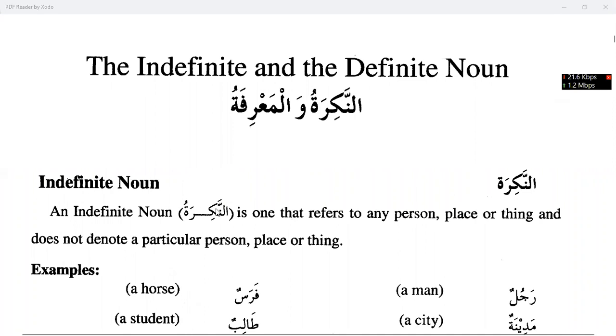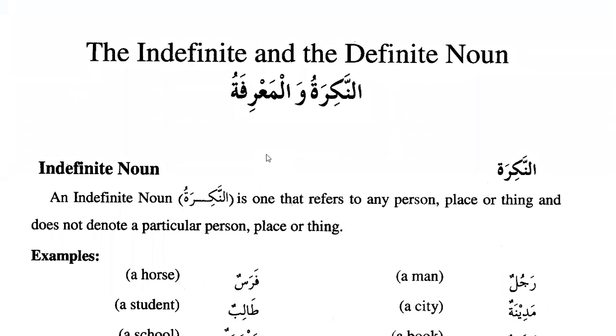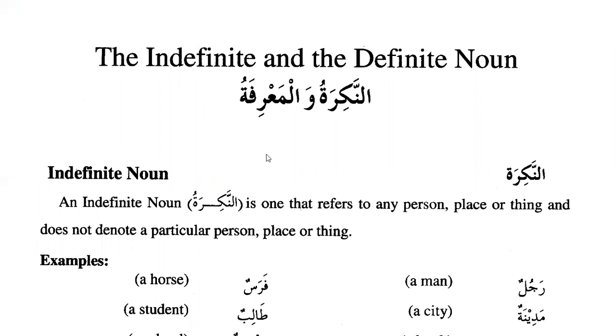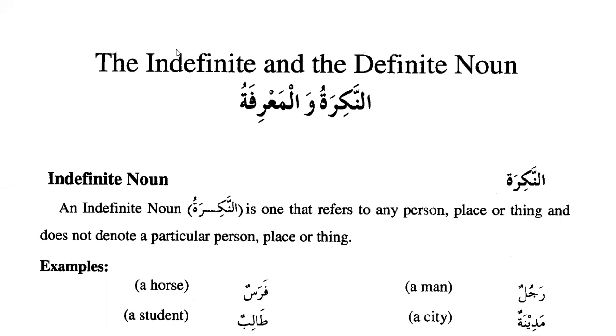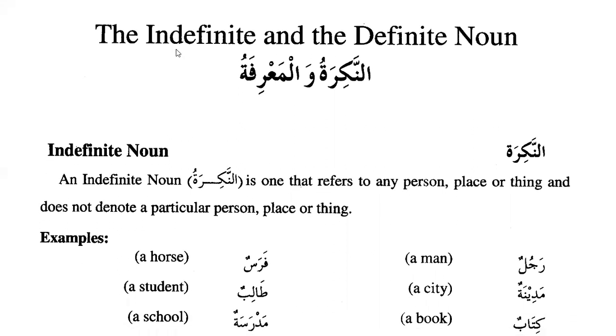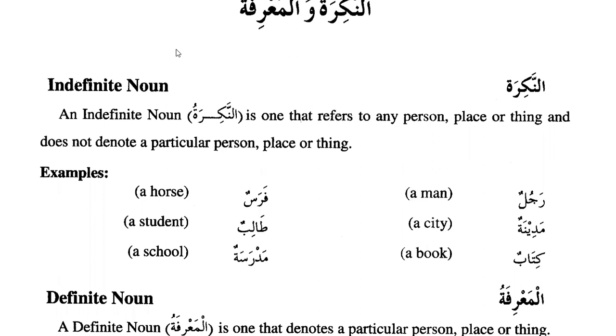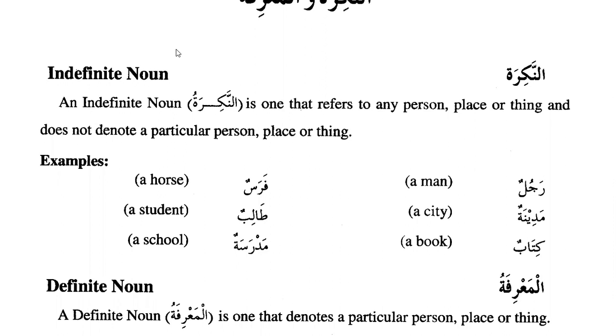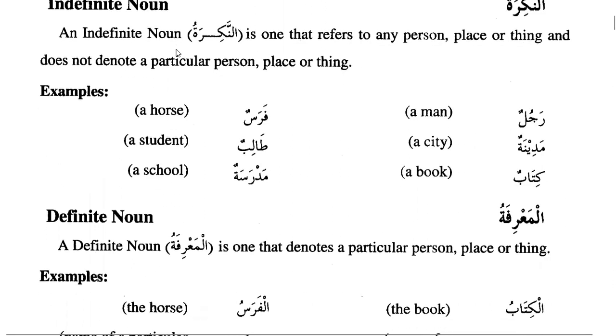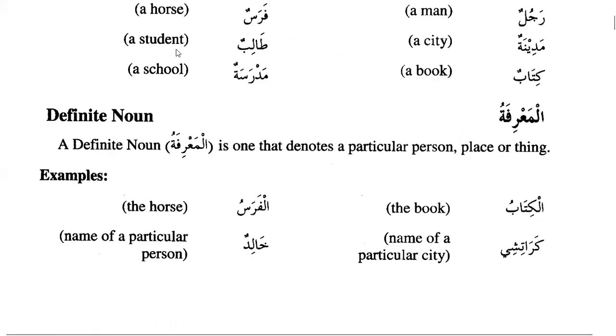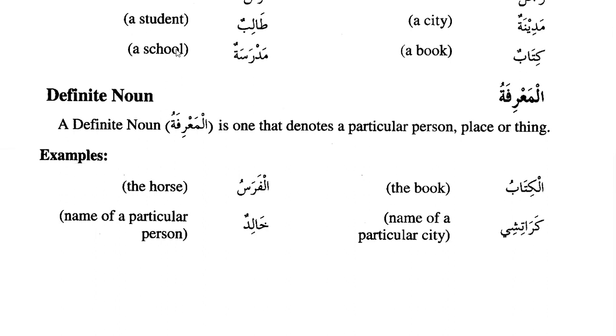Mr. Anas. Assalamu alaikum. Wa alaikum assalam. Read, Mr. Anas. An indefinite noun, a nakira, is one that refers to any person, place, or thing, and does not denote a particular person, place, or thing. Examples: farasun, a horse; talibun, a student; madrasatun, a school; rajulun, a man; madinatun, a city; kitabun, a book. Ma'rifa, definite noun. A definite noun, ma'rifa, is one that denotes a particular person, place, or thing. Examples: al-faras, the horse; Khalid, name of a particular person; al-kitab, the book; Karachi, name of a particular city.